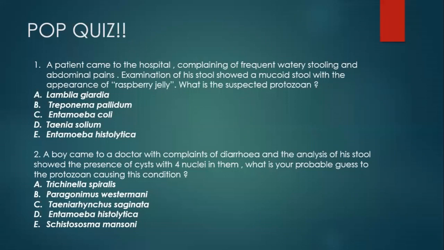Now, this question is very tricky. It also puts Entamoeba coli, and I'll be explaining in the course of this lesson that both of them are similar. They're like cousins. But when you have the major keyword, as you can see from the slide, raspberry jelly, and you see frequent watery stool and abdominal pains, and at the end of the question they ask what the protozoan is, they have already given you the exposure to the answer. Raspberry jelly is characteristic of Entamoeba histolytica.